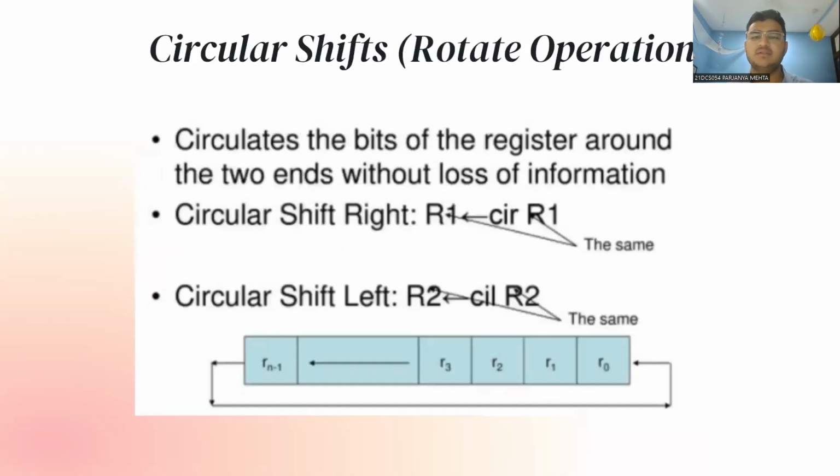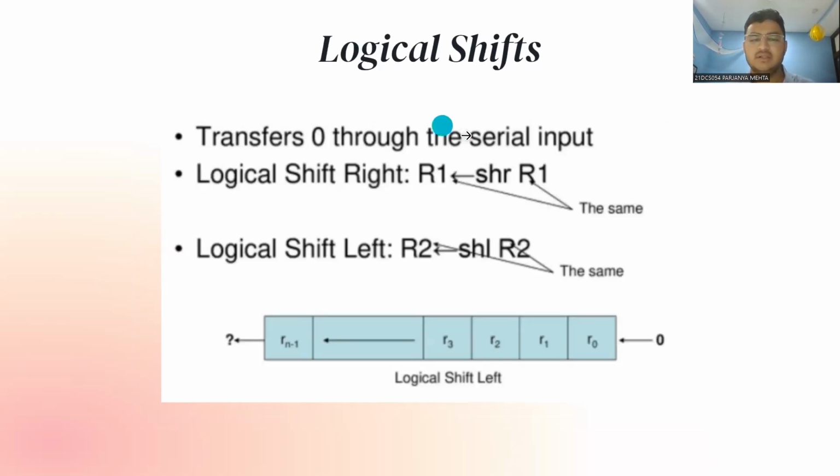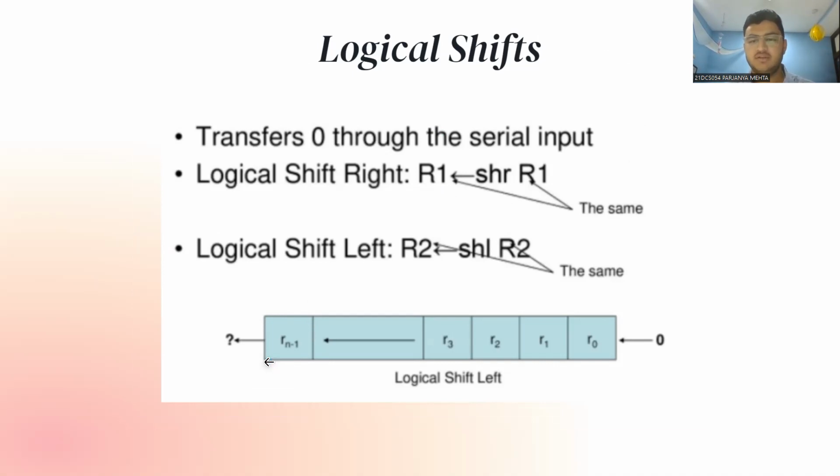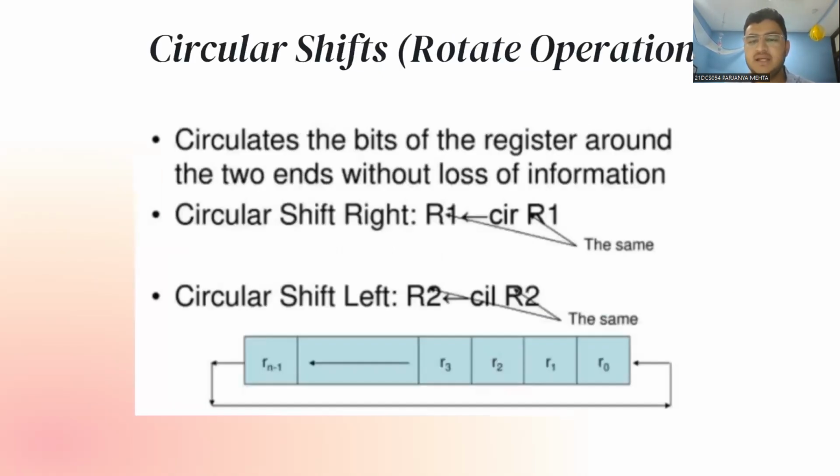Next, we have circular shifts. It is also known as rotate operations. It circulates the bits of the register around the two ends without loss of information. Here, in logical shifts, we had seen that Rn-1, the least significant bit, is removed from the data. So we have loss of information. To avoid that, we need to use circular shifts. It is denoted by CIR. R1 is replaced by CIR R1, which means circular shift R1. So this is an example of circular shift left.